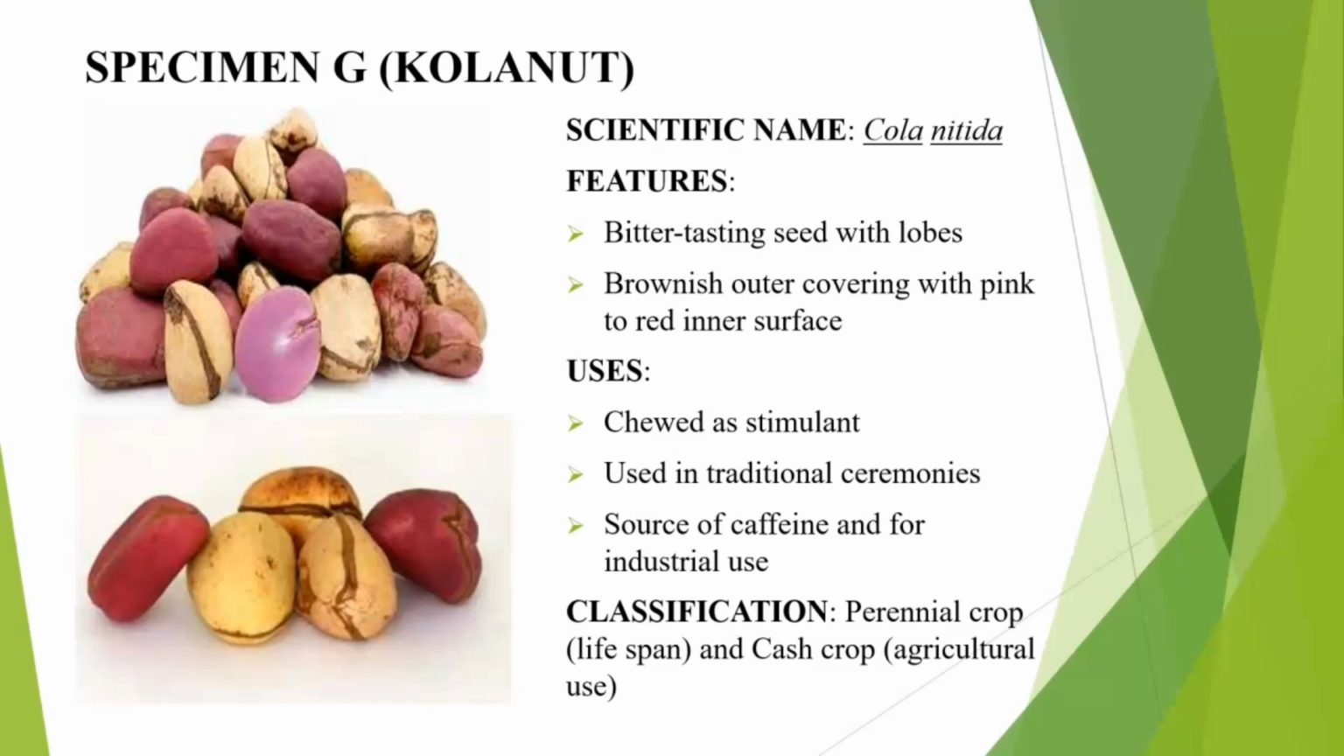They could also ask you based on the agricultural use. So based on the agricultural use, Kolanut is a cash crop. Cash crops are those crops that are grown mainly for sale. So Kolanut is typically grown for sale.